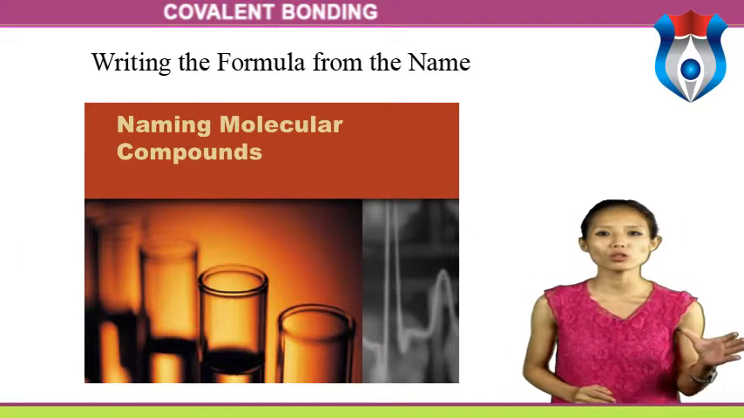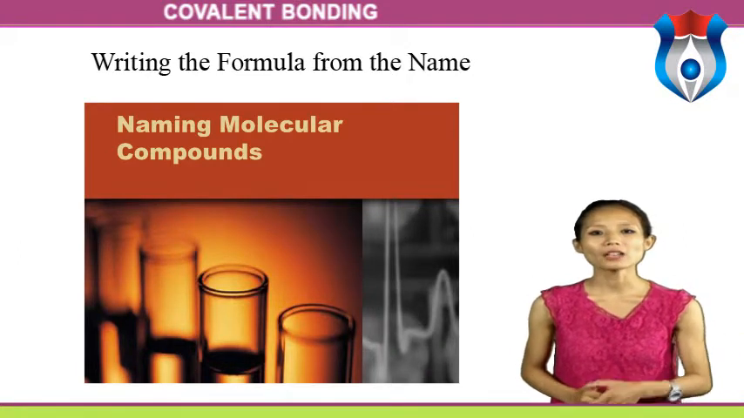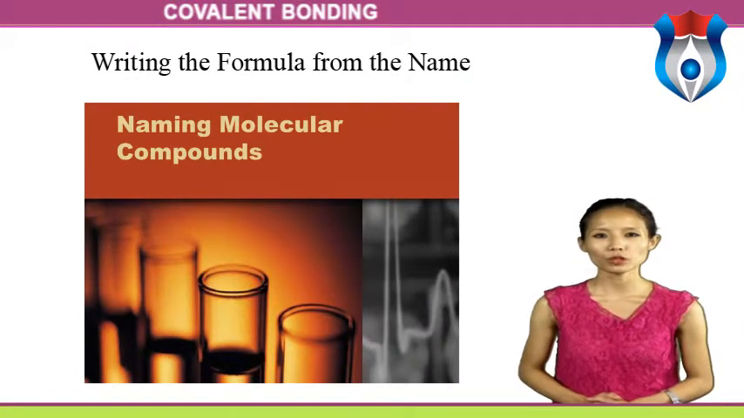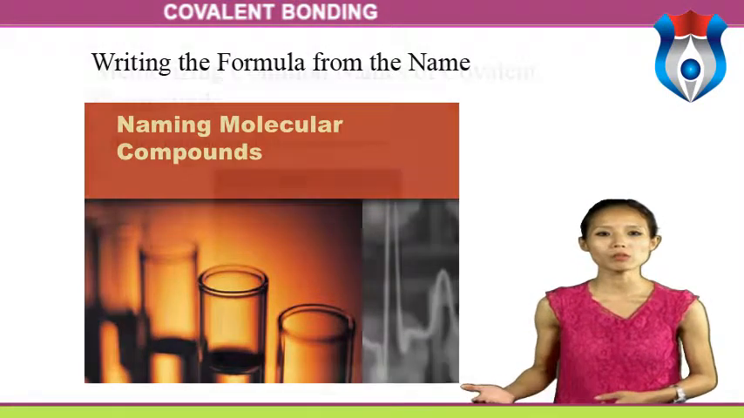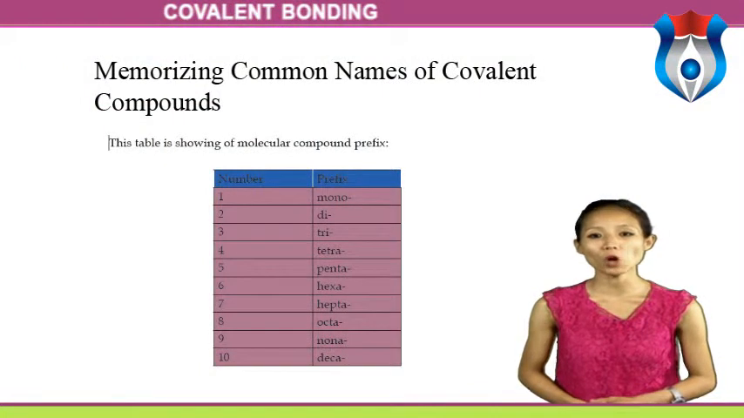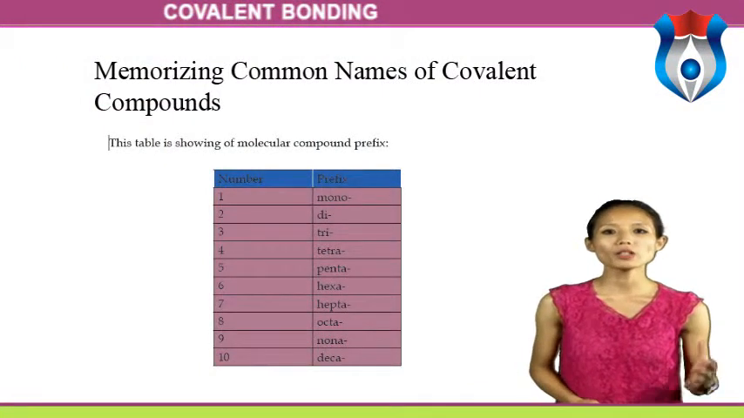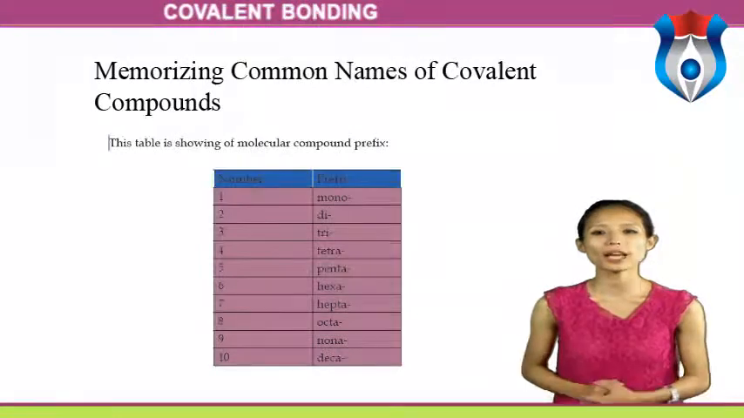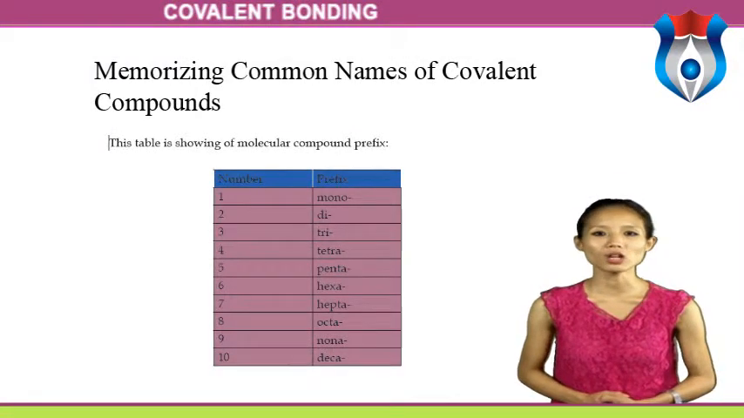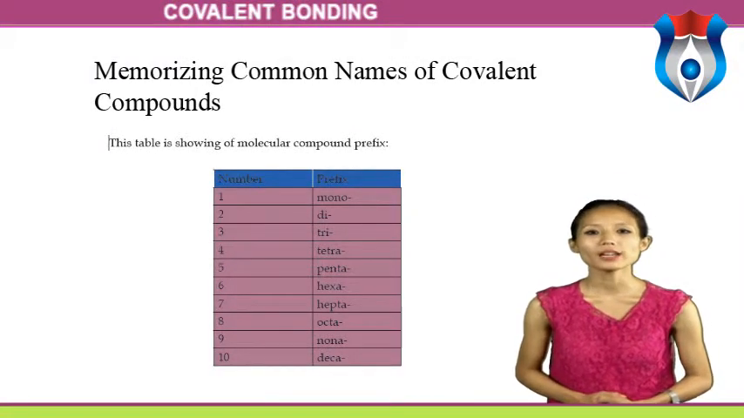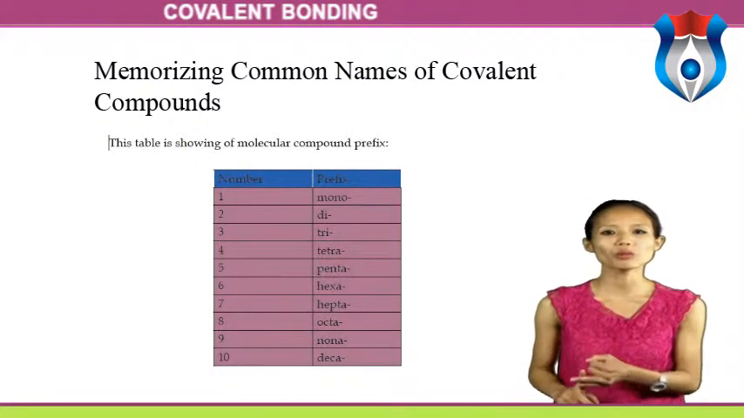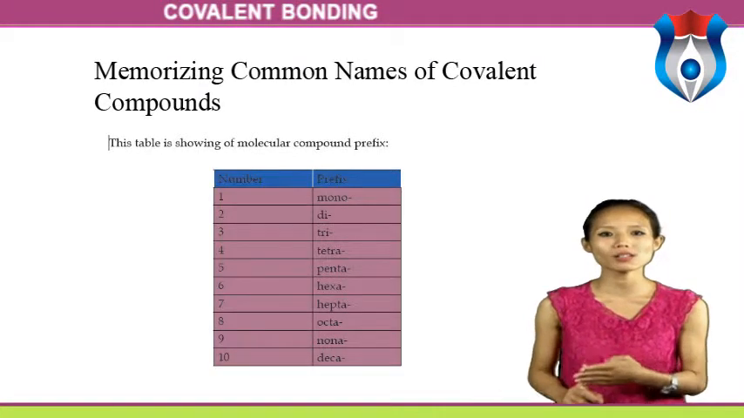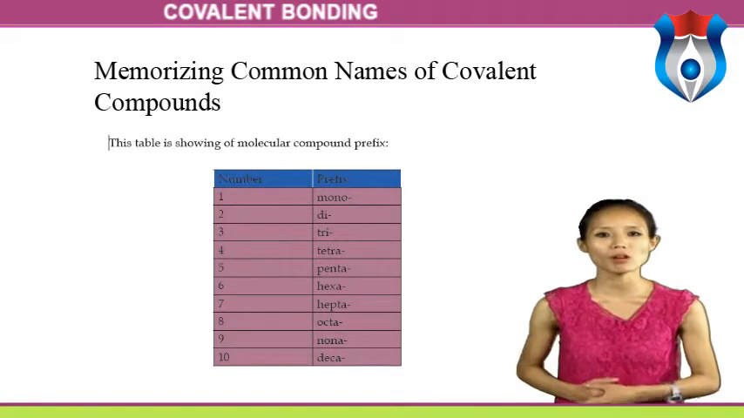It is common to confuse ionic compounds and covalent compounds and then have trouble trying to write formulas from the compounds' names. Memorizing common names of covalent compounds. Some covalent compounds have common names. For example, H2O is called water and not dihydrogen monoxide. Here is a list of important common names. H2O is water, O3 is ozone, NH3 is ammonia, NO is nitric oxide, and NO2 is nitrous oxide.